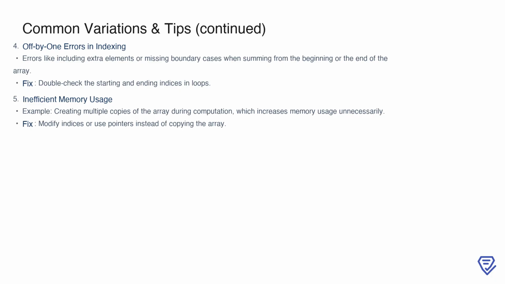Inefficient memory usage is another concern. For example, creating multiple copies of the array during computation significantly increases memory consumption. Instead, consider optimizing your approach by modifying indices or using pointers, which allows you to achieve the same result without unnecessary overhead. These adjustments not only improve the efficiency of your code but also demonstrate good programming practices, which interviewers and competitive programming platforms value highly.